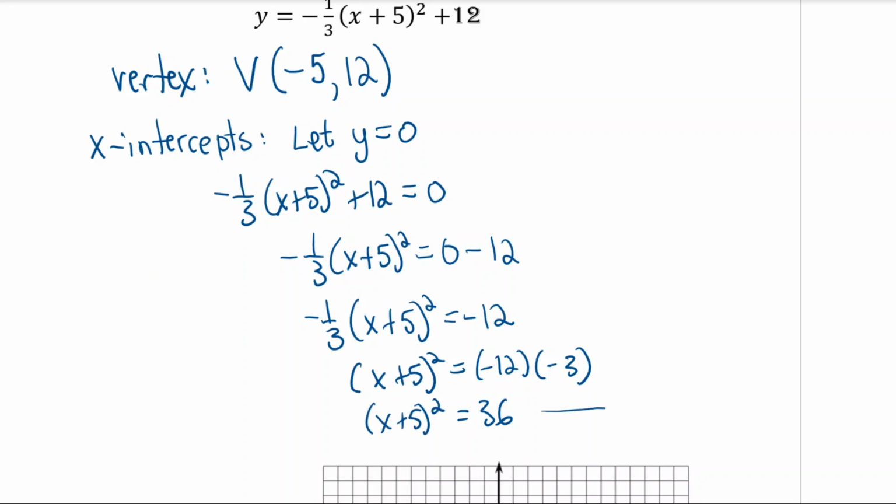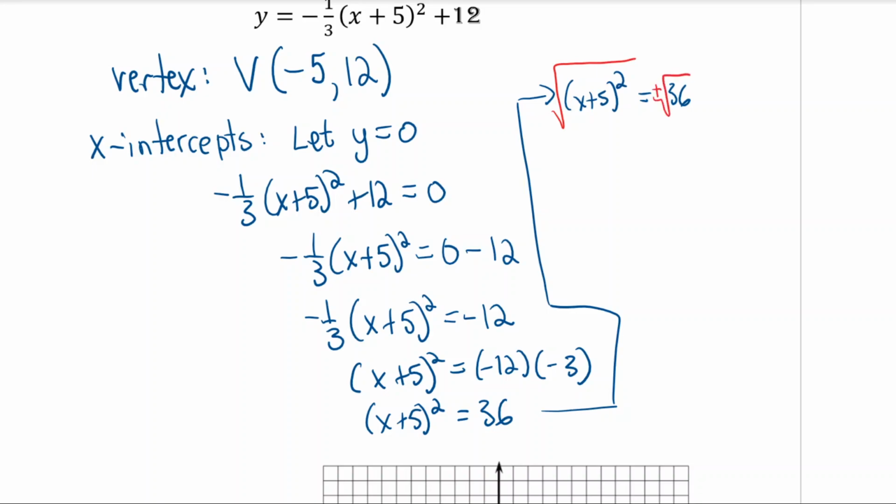All right, let's give myself a little more space to finish this up. So we've got, let's write again, (x plus 5) squared equals 36. We are going to square root both sides to get rid of this squared. And remember, plus or minus, which results in x plus 5 equals plus or minus the square root of 36, which is 6.